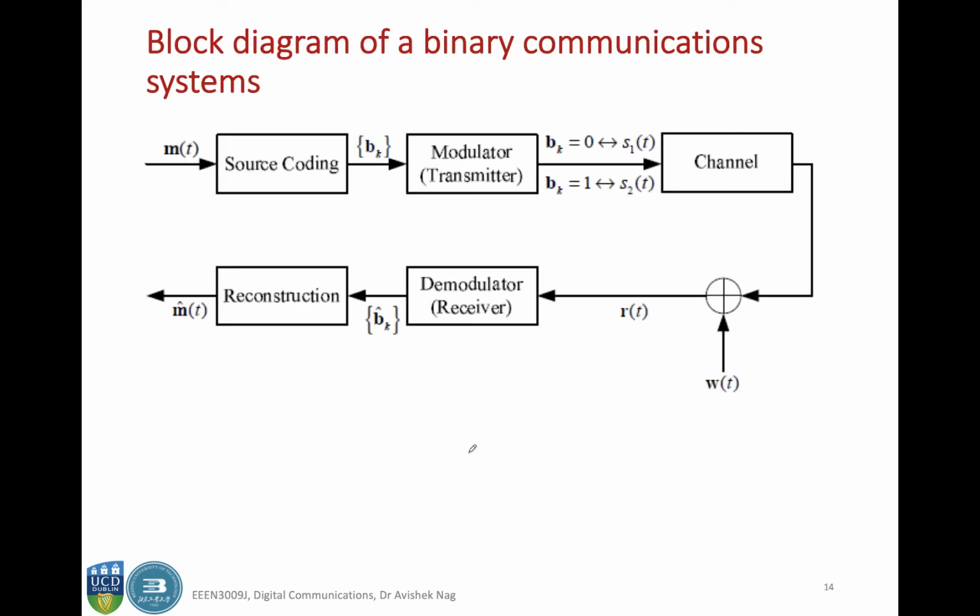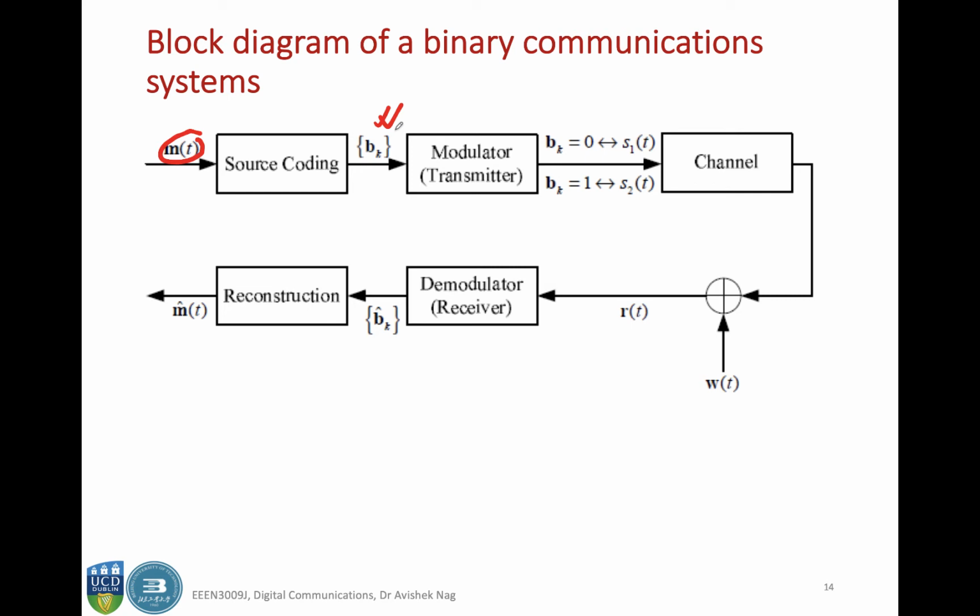So having said all this, let's look a little more carefully into the block diagram of communication systems. So this time let's assume that we are having binary communication. So what happens here, you have a message signal, your information carrying signal m(t), and your source is doing some form of source coding to generate some binary symbols denoted by b_k. So b_k can take values 0 and 1, let's say.